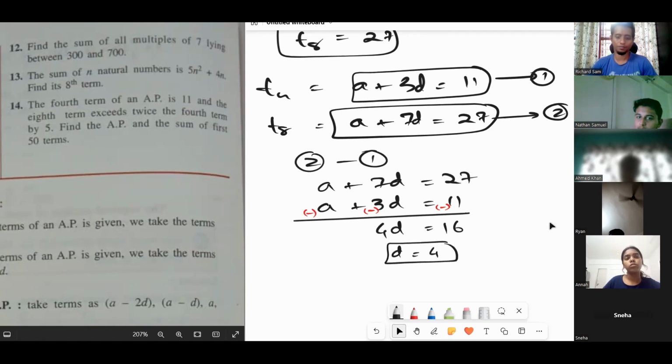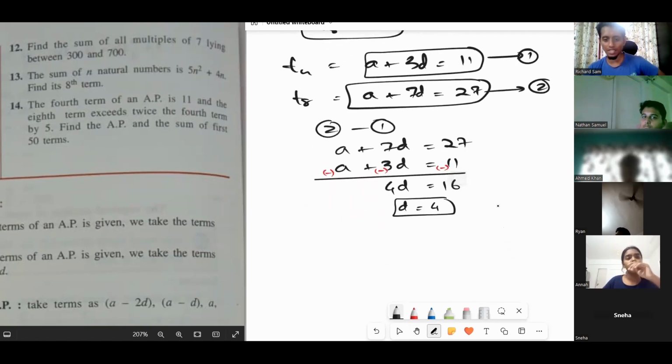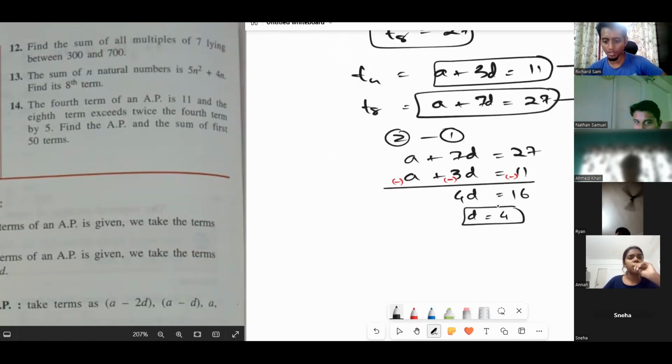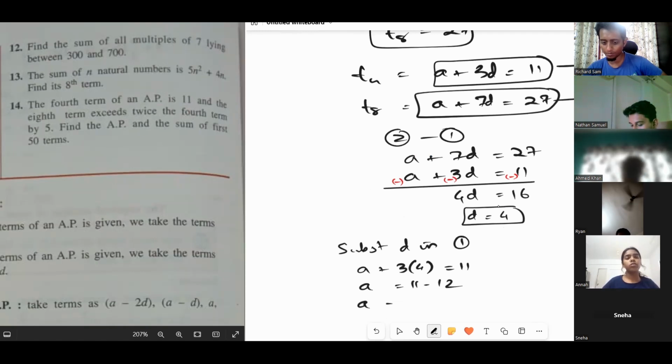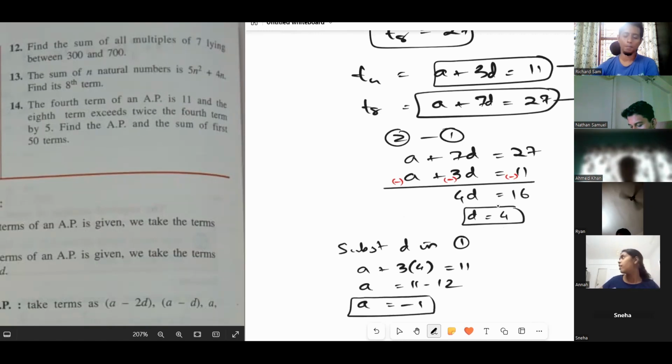Okay, we got D. Then substitute the value of D in any of the equations. Let's substitute D in equation 1. So A plus 3 into D, that is 3 into 4, is equal to 11. So A is equal to 11 minus 12. A is equal to minus 1. All right. So with A and D, you can find the AP.